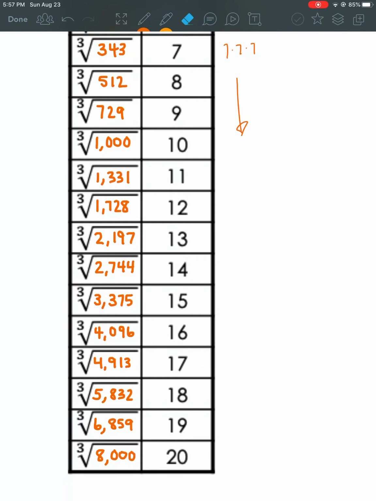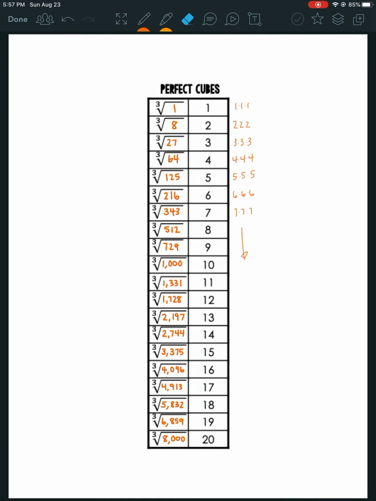Again, you can pause the video and get 11 through 20. So 11 times 11 times 11, 12 times 12 times 12, 13 times 13 times 13, and so on. Okay, once you have this complete list of cube roots, well, then you can use those to help you with our volumes and finding the side length of a cube.